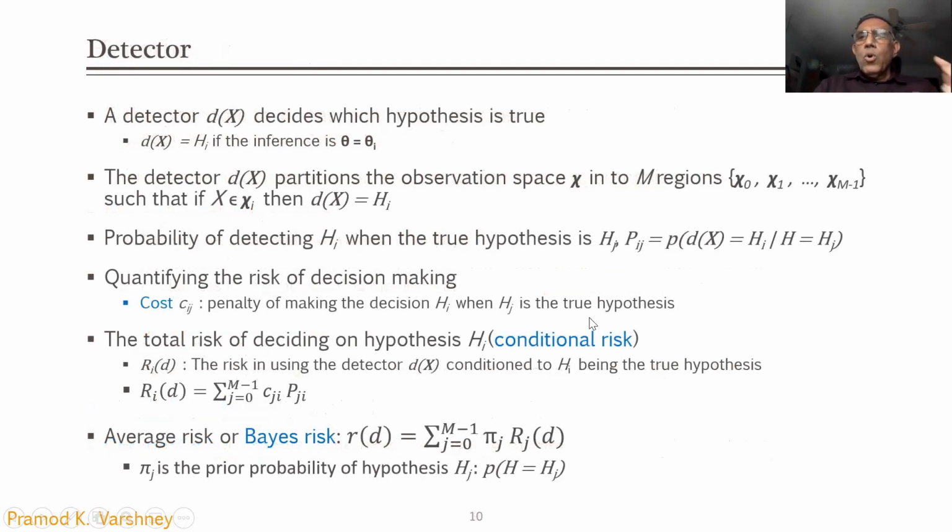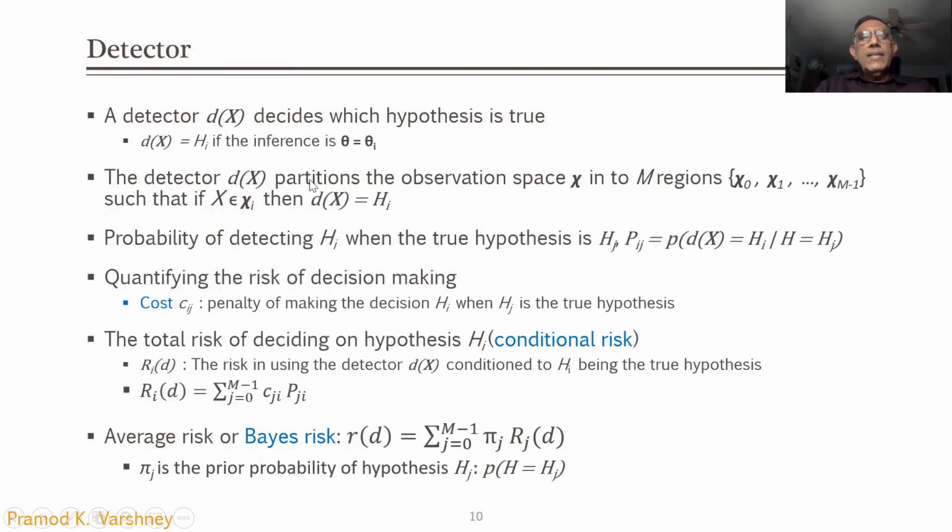Now, the goal, as we said, is detection. So what we need to design is a detector, d of x, where x is the observation. Based on this rule, you try to decide H sub i if the inference is theta equal to theta sub i. So this is what we are trying to determine, this function d.